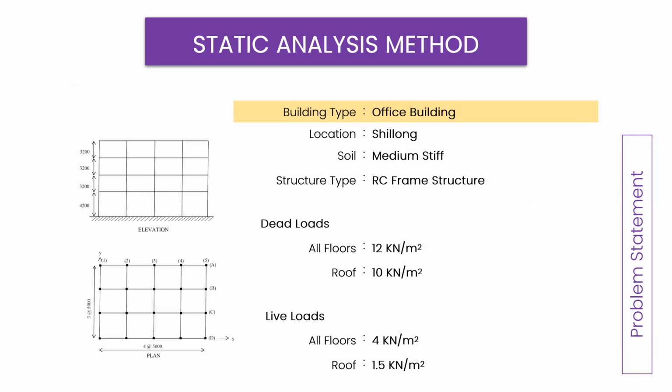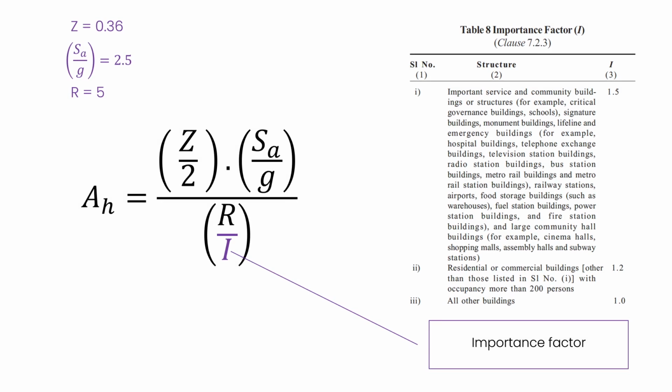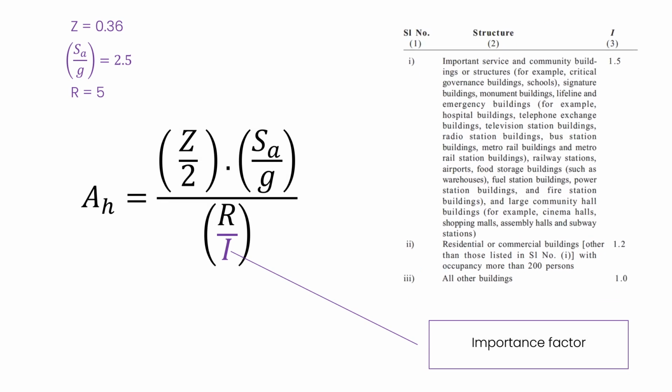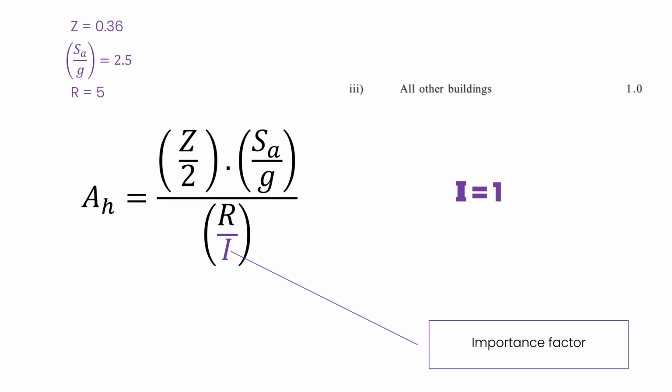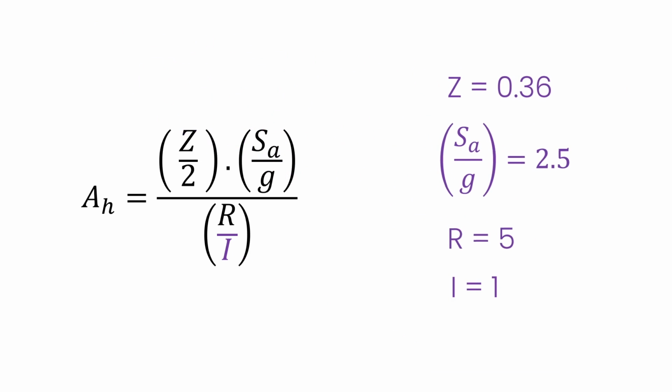Now, as per our problem, the building type is going to be an office building, which in this case falls into the third criteria, that is all other buildings. So we get an importance factor of just 1. So just like that, we have our 4 parts to this equation calculated. Let's find the value of AH.